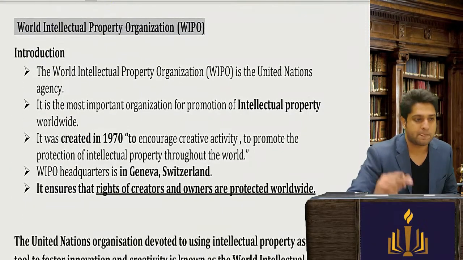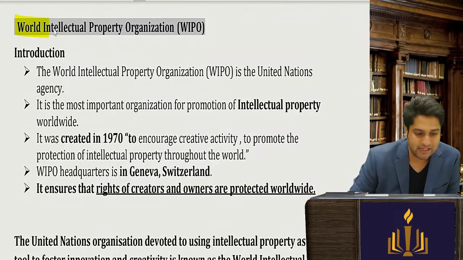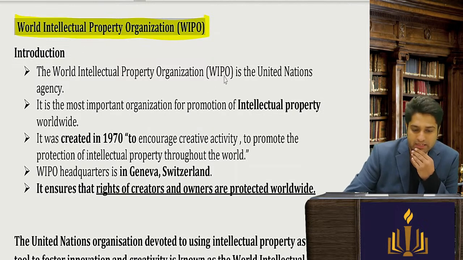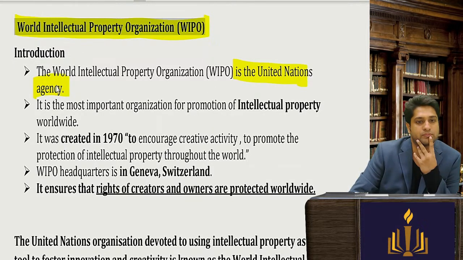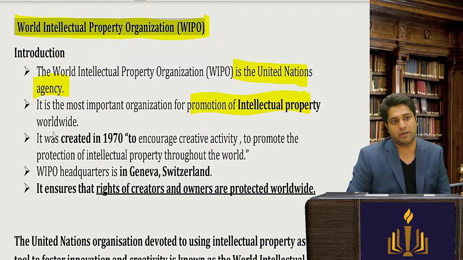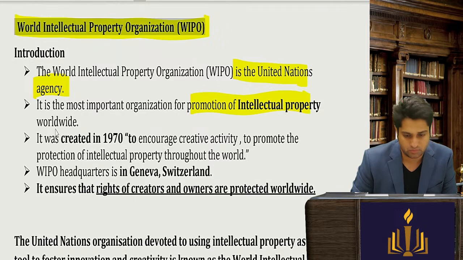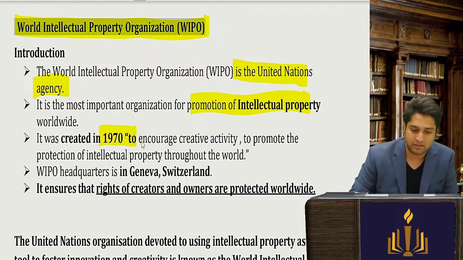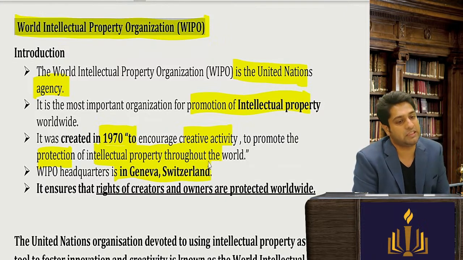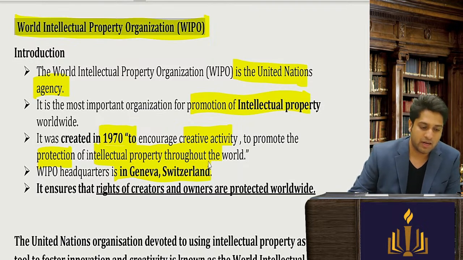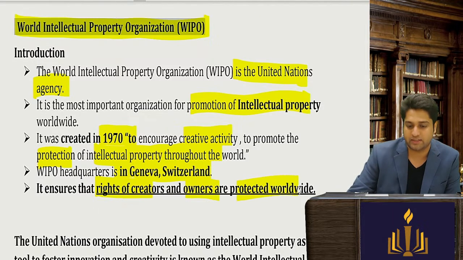So let's see. Now the World Intellectual Property Organization, that is WIPO, is the United Nations agency. It is the most important organization for promotion of intellectual property. Till now there was nothing dedicated to intellectual property. WIPO is the first organization which came up for promotion of intellectual property. It was created in 1970 to encourage creativity and protection of intellectual property throughout the world. Its headquarters is in the beautiful Geneva in Switzerland. It ensures that the rights of the creators and the owners are protected worldwide.